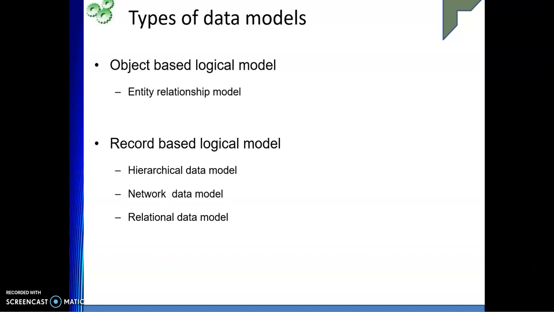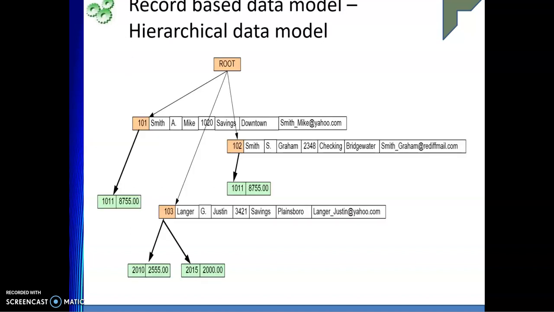And lastly, when you come to the relational data model, it is very important, because in the coming sessions we'll be talking mostly about relational data models.